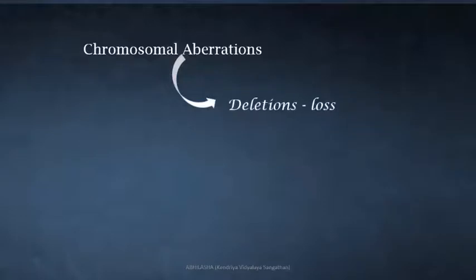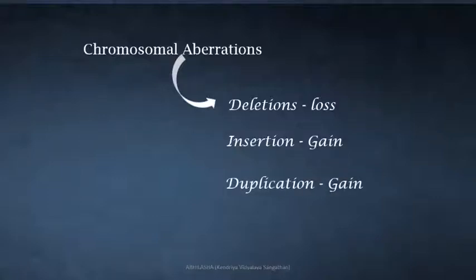Chromosomal aberrations can be deletions or loss of a part of a chromosome, insertion or gain of a part of a chromosome, and duplication, where again a part of a chromosome is present in double the amount or 2 copies.